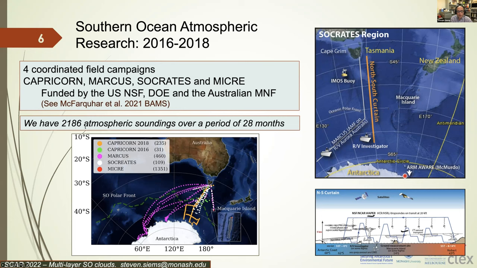In all, there were 2,186 atmospheric soundings launched over this 28-month period. The ones for MICRE were off of Macquarie Island. They would have been launched anyway, but there were still an additional 800 or 900 soundings launched from ships and aircraft, predominantly in the summer of 2018, January, February, March. We want to use those soundings to discover something about the multi-layer structure and then see what's going on in the reanalysis. We haven't had these kinds of observations over the Southern Ocean before, especially at remote locations. We have observations at Macquarie Island and at the coast, but between 55 and 60, 65 south, we have virtually no soundings, none on a regular basis.